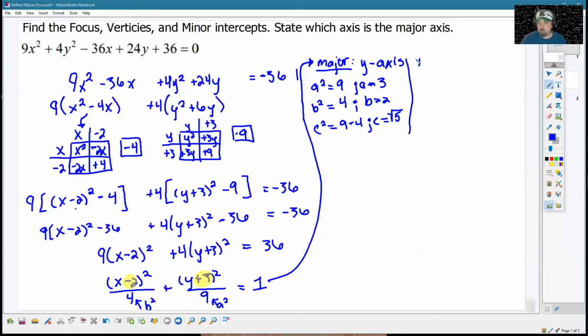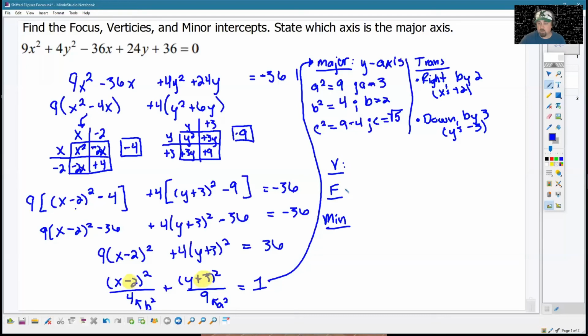Let's list those transformations up here. Our transformations: that minus 2 is going to move us to the right by 2, which means we'll take our x's and add 2 to them. And that 3 is going to move us down by 3, so it's going to take our y values and subtract 3 from them when we're done. So let's use this information, find our vertices, foci, and minor intercepts, and then we'll apply the transformations to them to find out where they end up.